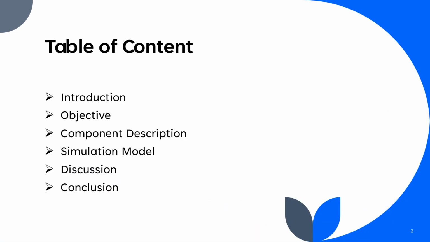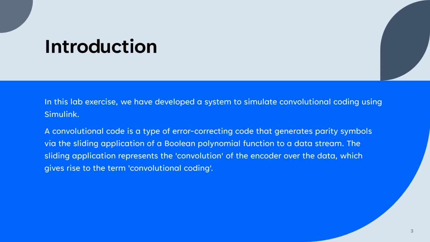So here is just a quick overview of what we are presenting. So here comes the introduction of our topic. We are basically presenting the simulation of convolutional coding. What is convolutional coding? It is a type of error correcting code that generates parity symbols via the sliding application of Boolean polynomial function to a data stream.